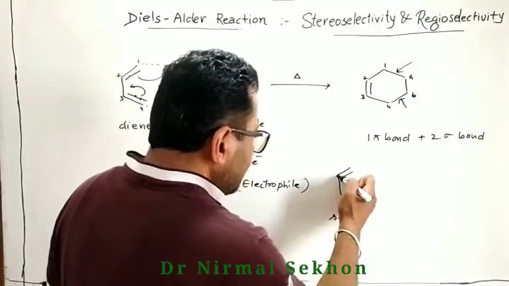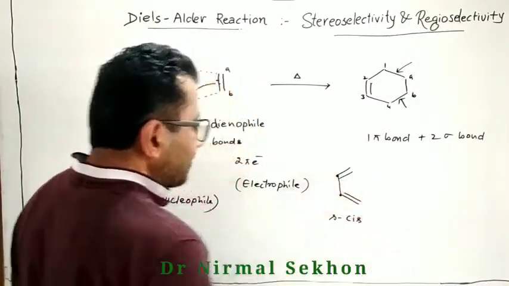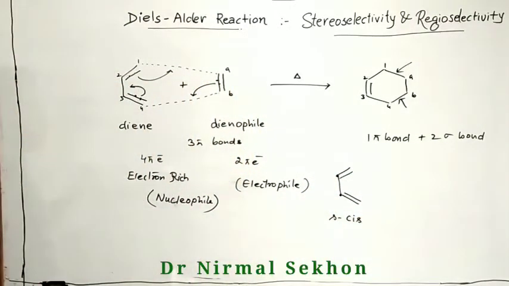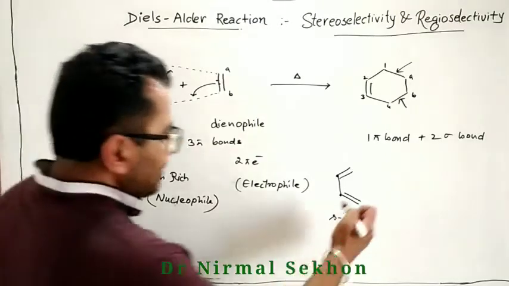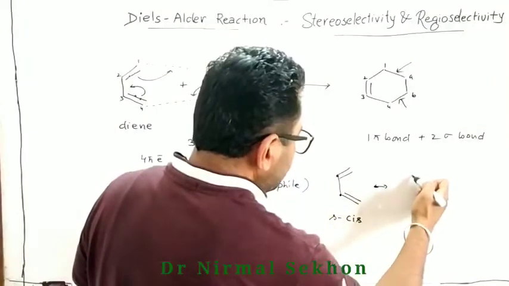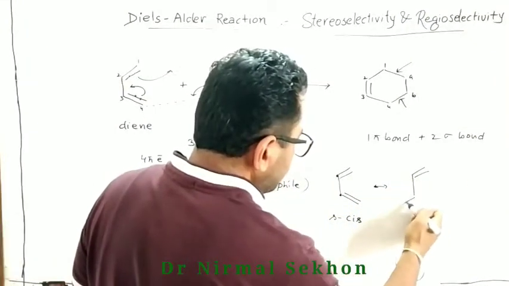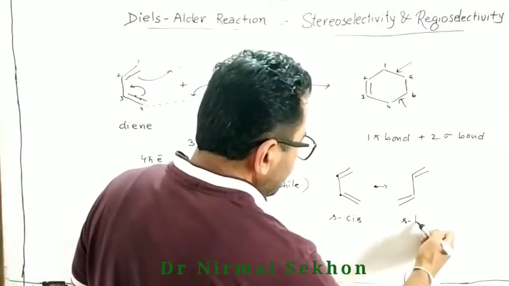Because there is a single bond between these two carbons, say 2 and 3, there is free rotation around this bond. And one more conformer of it is formed like this. So this is known as S-trans.